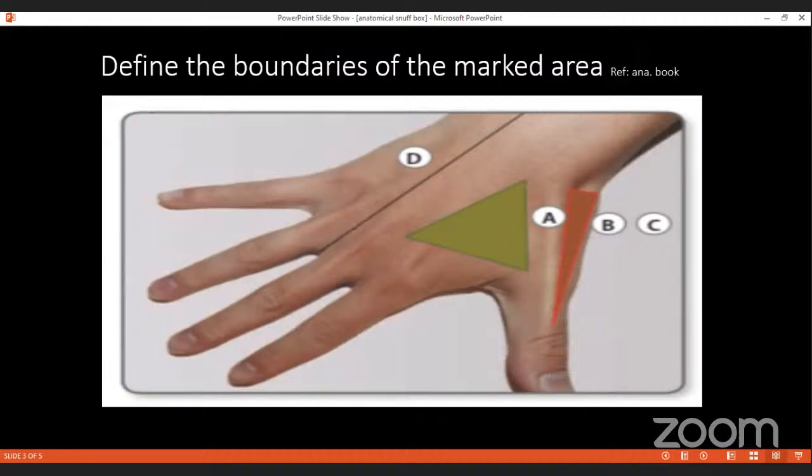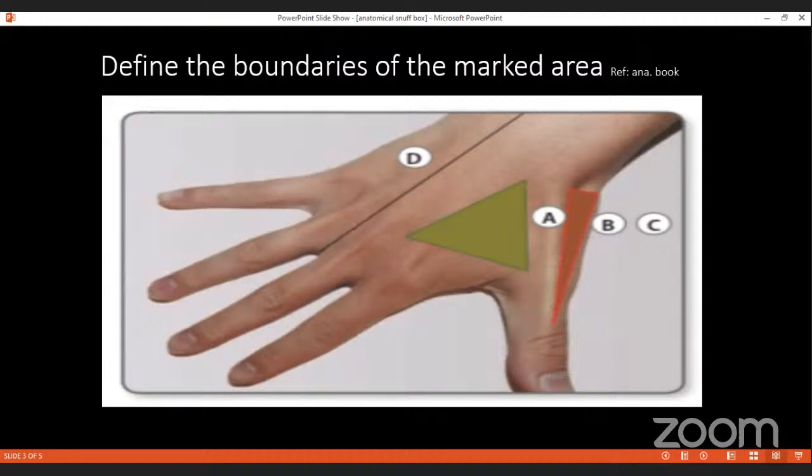Can you tell me the attachment of extensor retinaculum? There is proximal and distal attachment. Proximally, it is attached to the tubercle of scaphoid and the pisiform. And distally, it is attached to the hamate and the hook of the hamate.